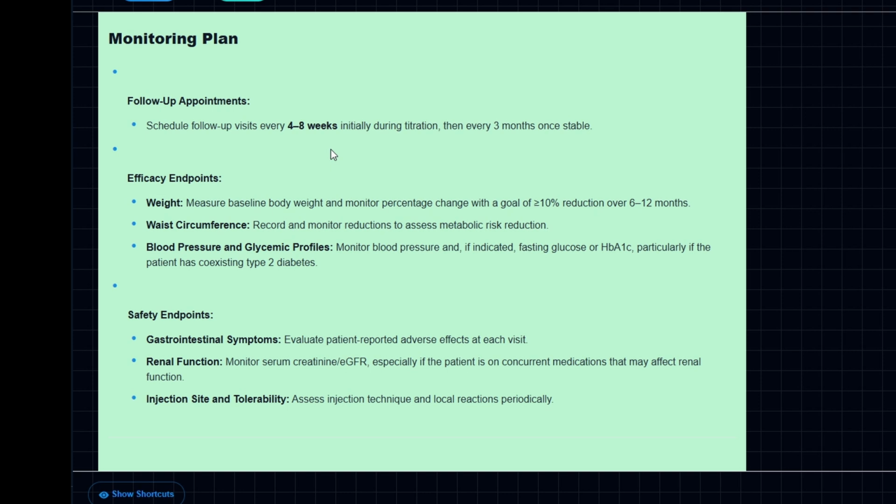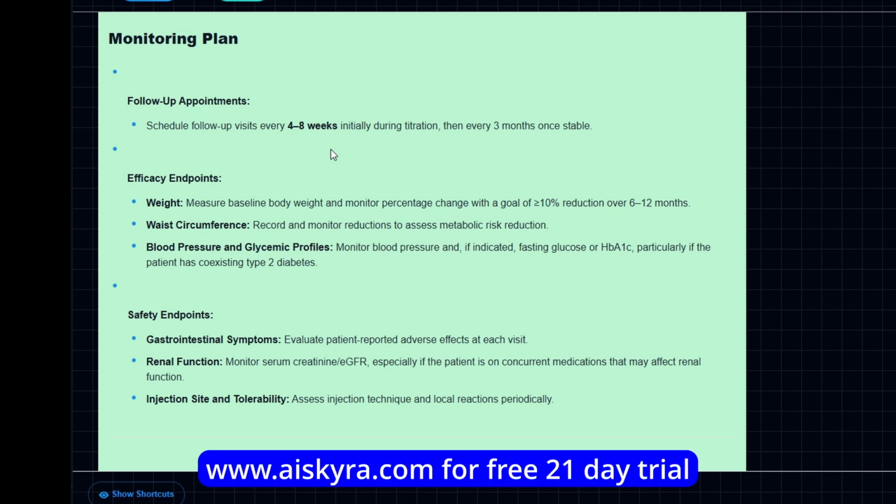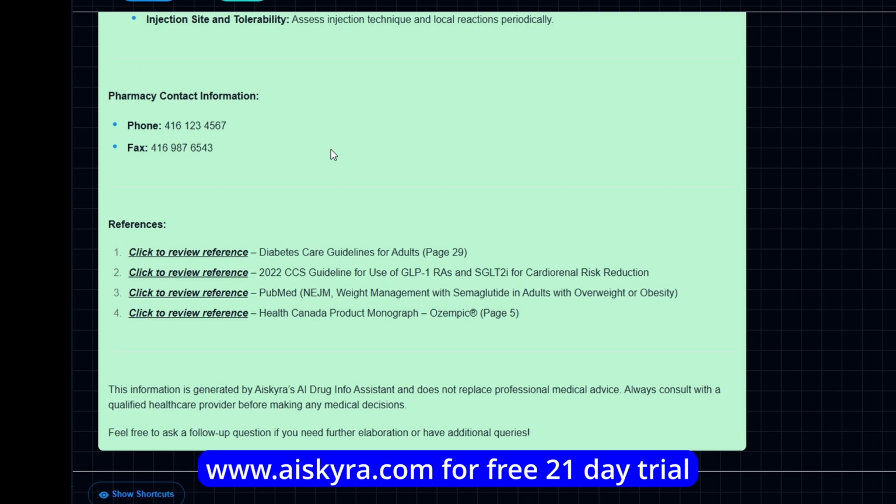Finally, we go into the monitoring plan. So when is the next follow-up visit for this patient? We'll be discussing with this patient in terms of efficacy and safety at these follow-ups. Finally, it includes the contact information of the clinician, as well as links to references. So this could be saved as a PDF or copied and pasted into a Word document.